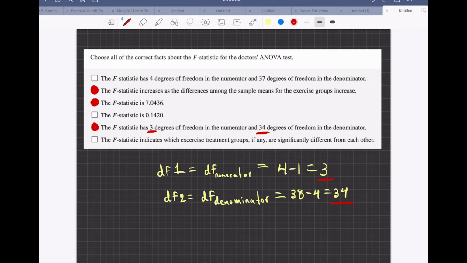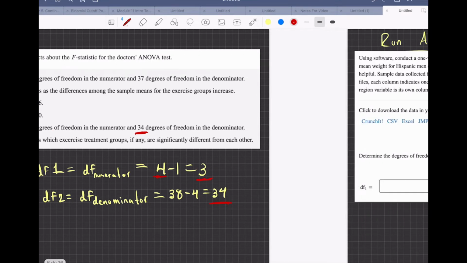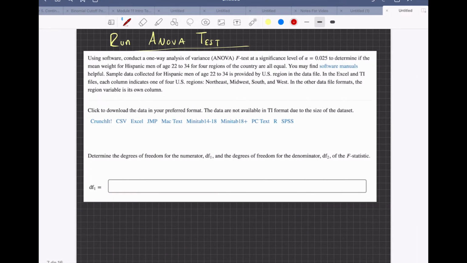Again, degrees of freedom 1 is the number of categories minus 1. Degrees of freedom 2 is the total number of observations from the sample minus the number of categories. Next, run the ANOVA test.